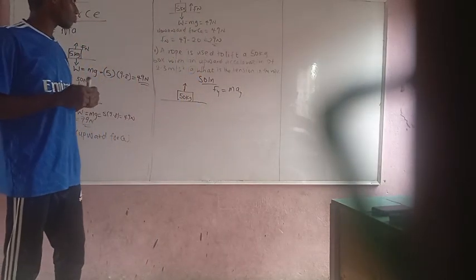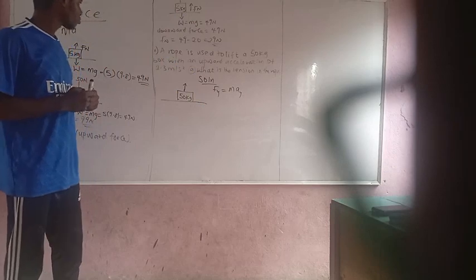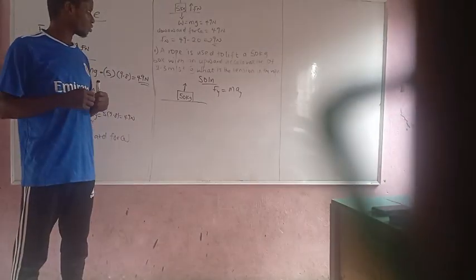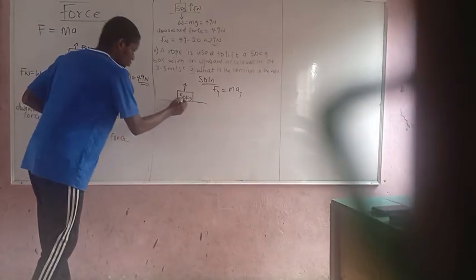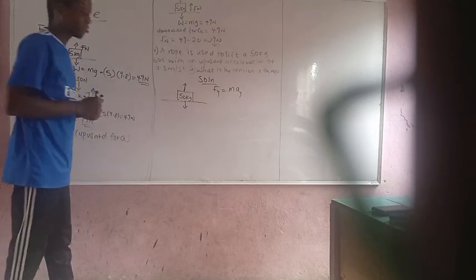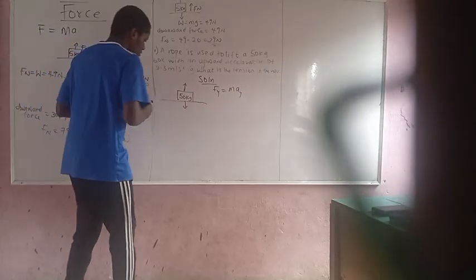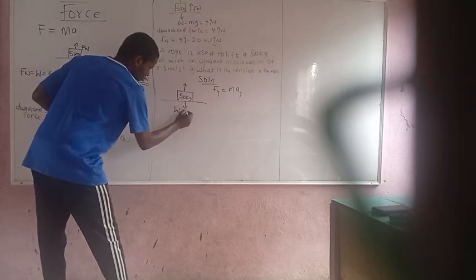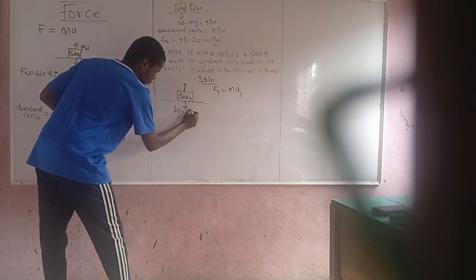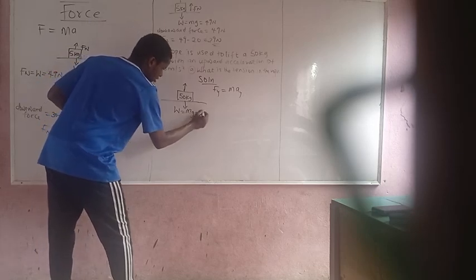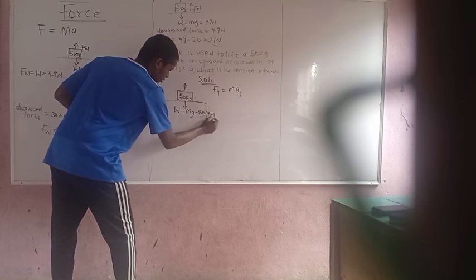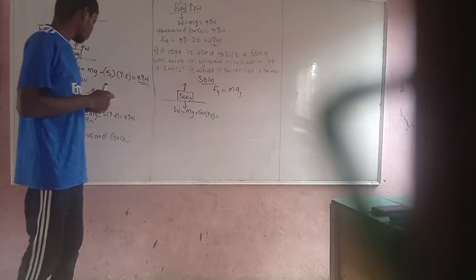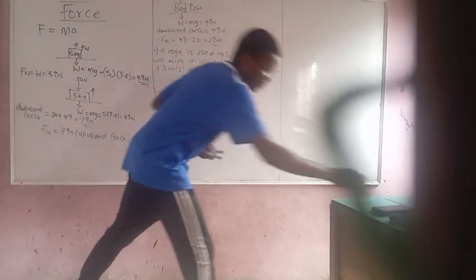Now you have to find the tension on the rope. I will say that the upward force is equal to the downward force. The downward force will be the weight, which is equal to mg, so 50 times 9.8. That will give us 490, I think.